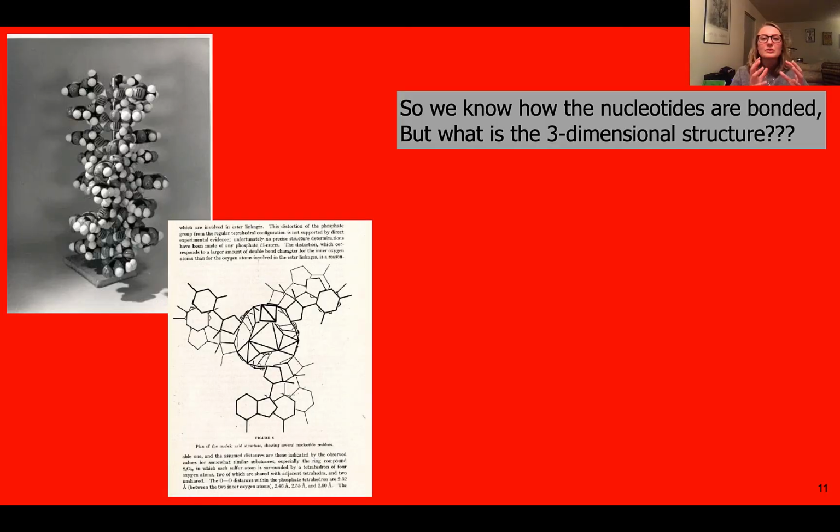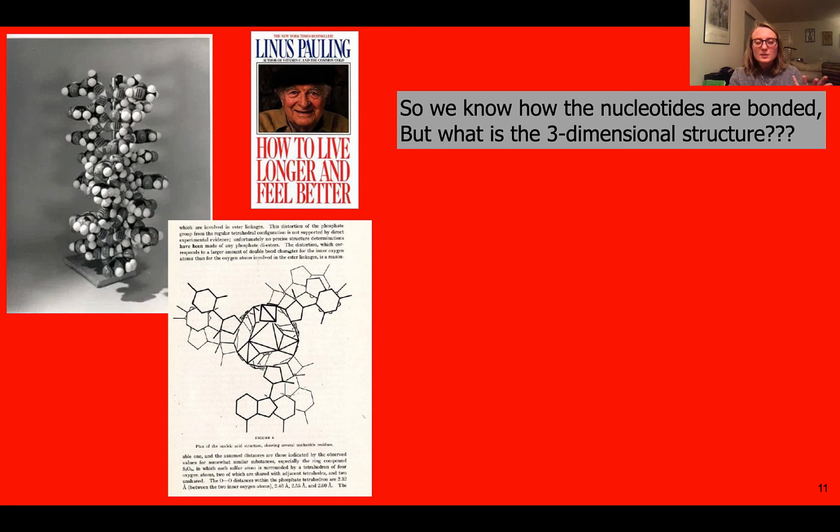So we knew how the nucleotides were bonded and fit together, but we still didn't understand the three-dimensional structure of DNA. Of course, there were lots of people trying to figure this out. One of these people was Linus Pauling. Pauling thought that the nitrogenous bases were on the outside and the sugar phosphate backbone was on the inside of the structure. Of course, he didn't end up getting famous for being right about that. Instead, he was famous for being a big vitamin C advocate.